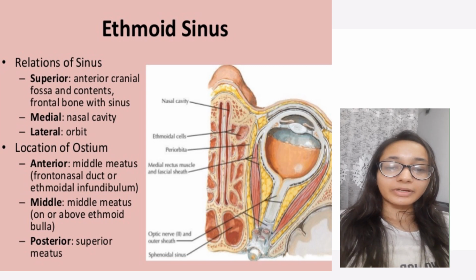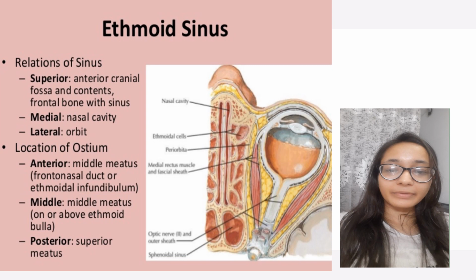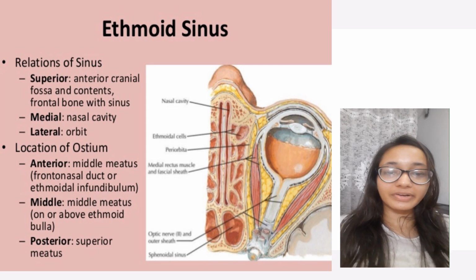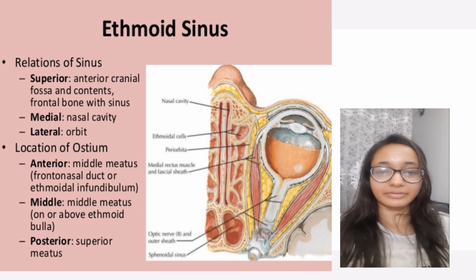The ethmoidal sinus is divided into three compartments, anterior, middle and posterior. The anterior compartments drain their secretion into the middle meatus and the posterior drains its secretion into the posterior superior meatus area.